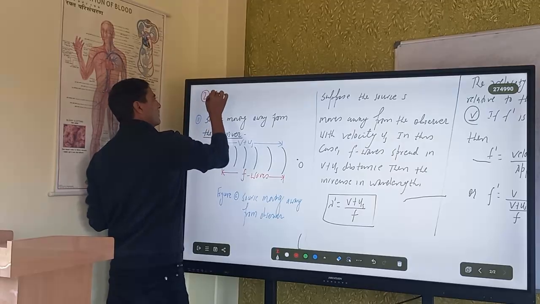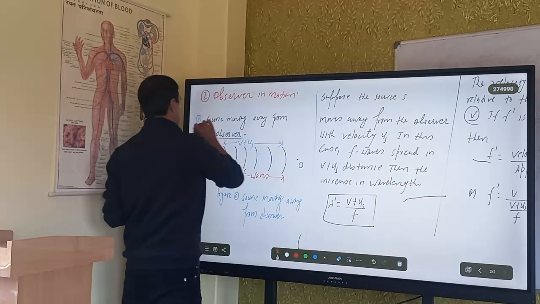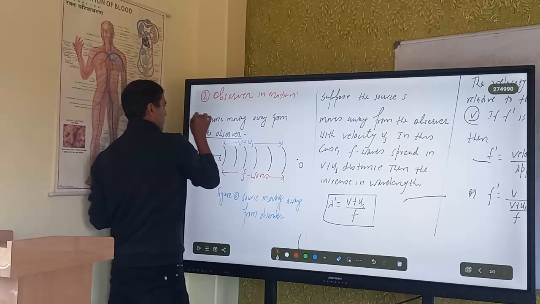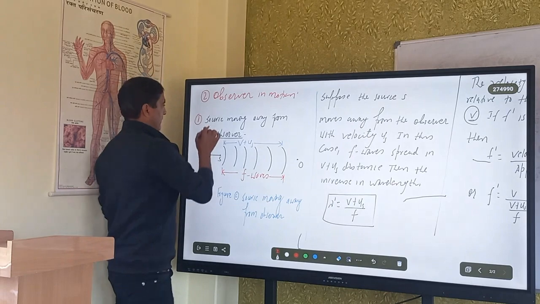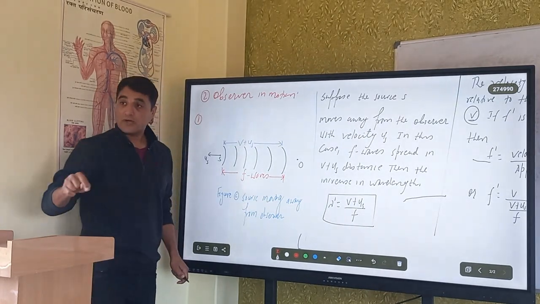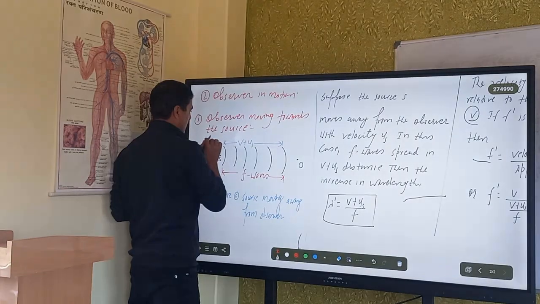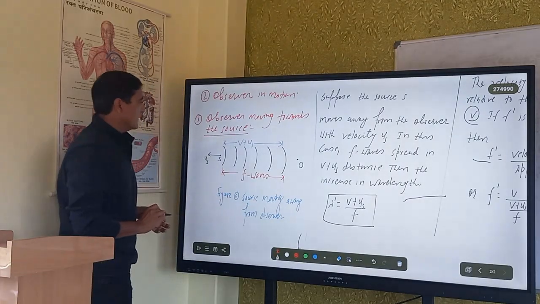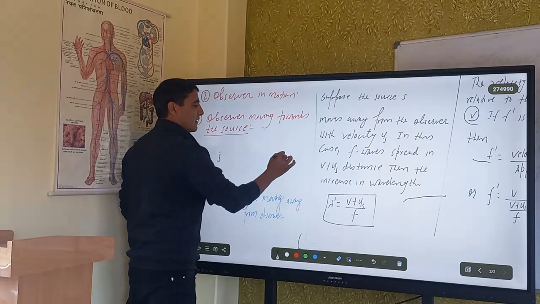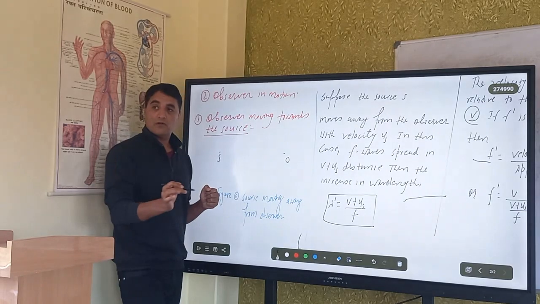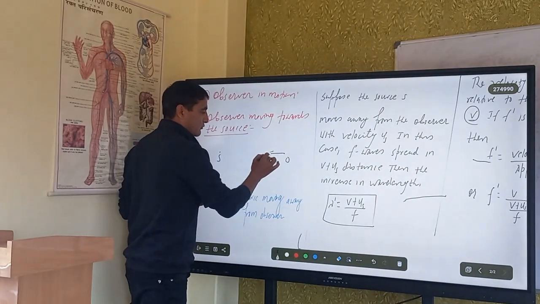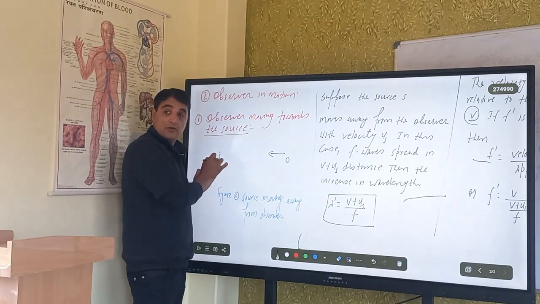Number 1 was source in motion. Today number 2, and its first case. First case, okay? And we got it. That is source moving towards the observer, observer moving. In this case, right here source, right here observer, okay? And observer moving towards the source is here. Do you agree with this?